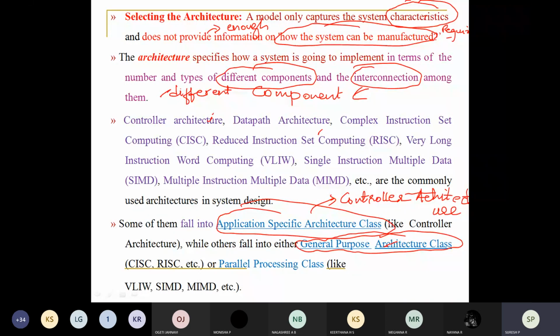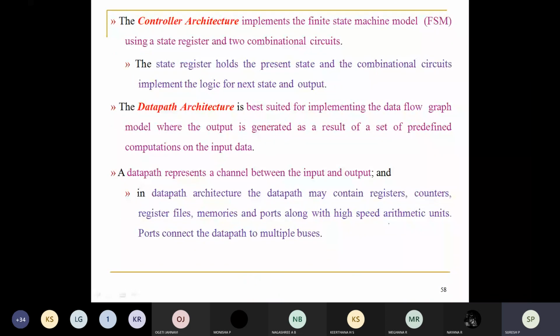Now, what does the controller architecture implement? As the name indicates, it is for control. Wherever you are going to have control type instructions, or branch instructions, or control statements, that is where it is used. Control statements are nothing but decision making. Wherever decision making has to take place, controller architecture is used.